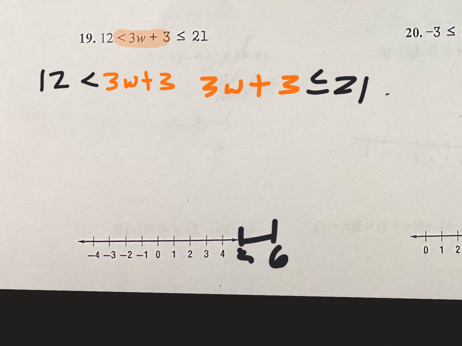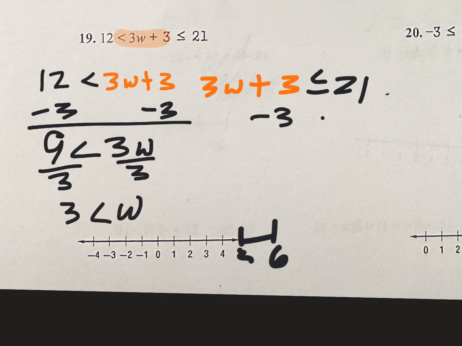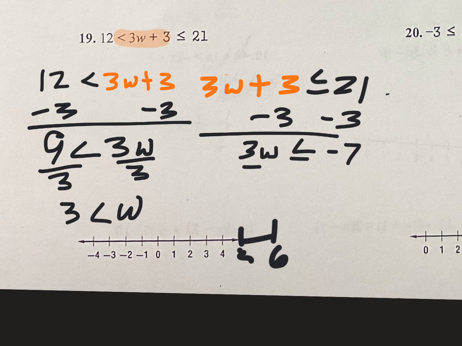All right, so I already separated them. Minus 3, minus 3. 9 is less than 3w. Divide both sides by 3. So 3 is less than w. Do the same thing over here. You're going to have exactly the same steps. You're just going to have a different result. Oh, I divided instead of subtracting. My bad. Telling you, I'm just testing you.